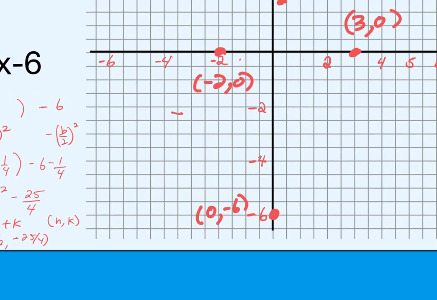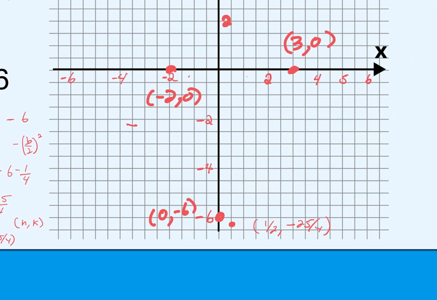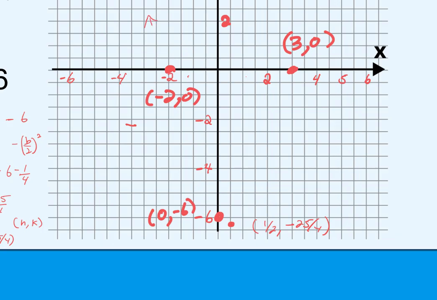We're going to have 1/2 right here, and then we're going to have another point. So we're going to have 1/2 comma negative 25 over 4. Okay, we have 4 points. So the graph is going to go down through the intercepts and up. At the lowest point, it's going to be 1/2 comma negative 25 over 4.